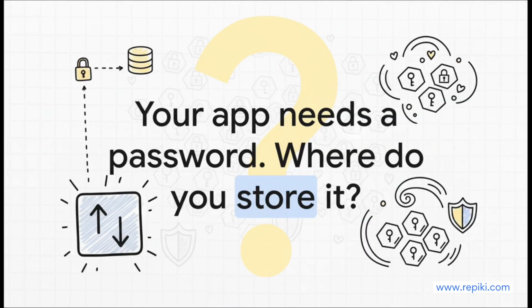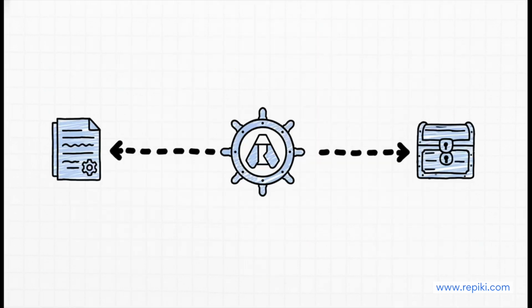Okay, so this is the classic problem, isn't it? You've built your app, it's all containerized, looking good, but it needs a password to talk to the database. Where on earth do you put that password so your app can get it, but you're not just broadcasting it to the world? Now, in the world of Kubernetes, you're pretty much immediately pointed to two options, ConfigMaps and Secrets.